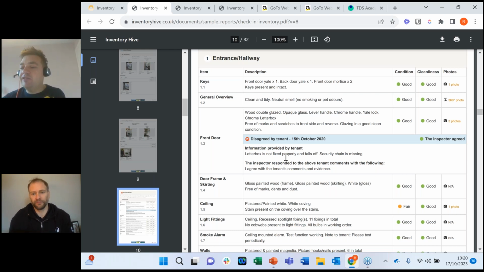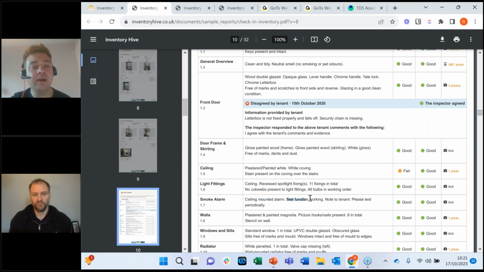I've got an example report on the Inventory Hive website here. We provide some off-the-shelf templates that inspectors can use when creating a report. So it already pre-populates some descriptions based on, say, a good description, but inspectors can then tweak those if they want to. Like, for example, here, the ceiling in the entrance and hallway was plastered and painted white, with a stain present on the cover of the stairs. So that's something that the inspector might have populated in themselves. You've got the smoke alarms where they say the ceiling mounting, test function working, note to tenant, please test periodically. So it's not overly detailed, if that makes sense, but it's all an adjudicator would need in this situation.